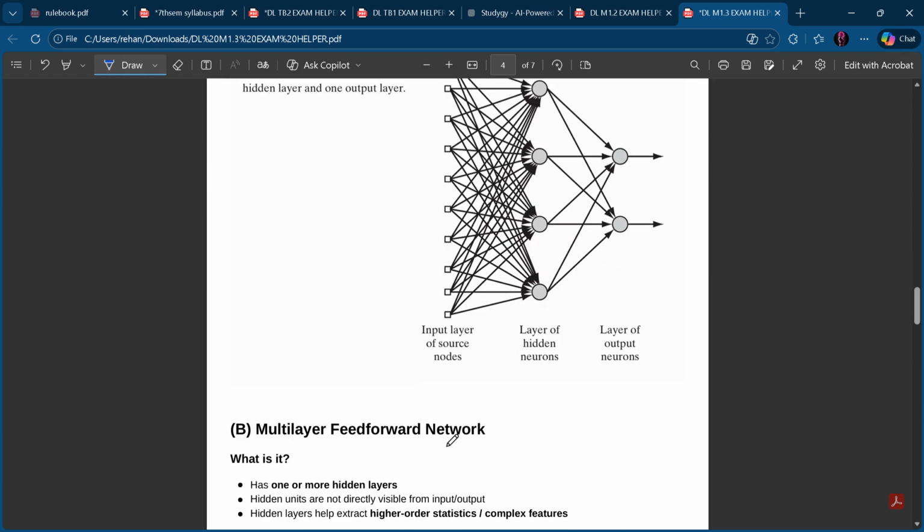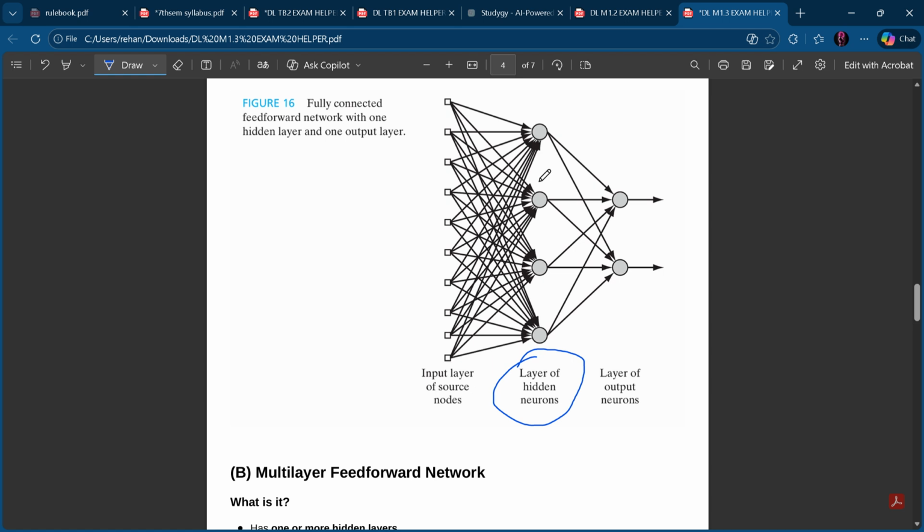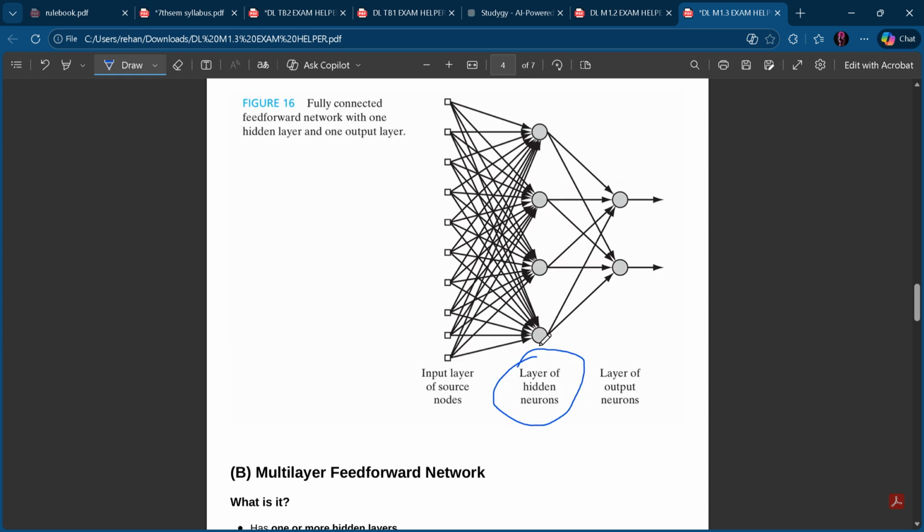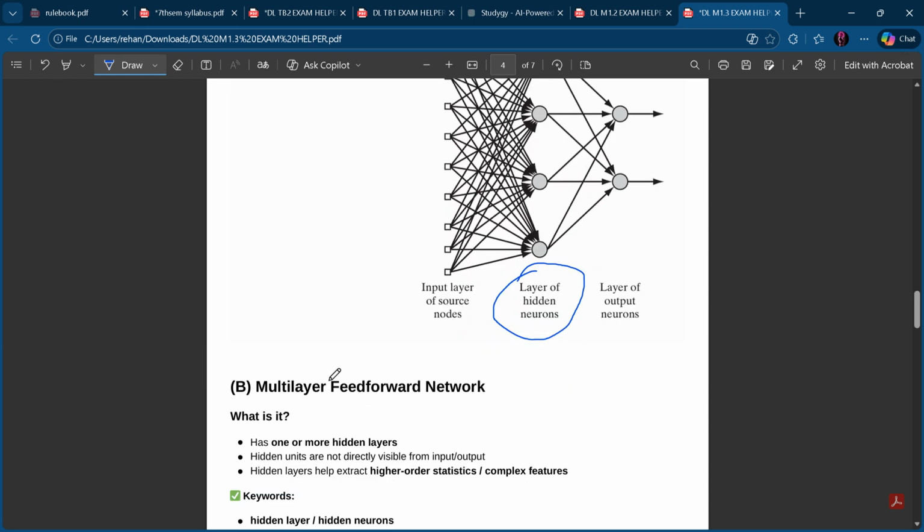Then you have the multi-layer feed forward network. In this, one hidden layer is introduced. Each and every input will be associated with this hidden layer, and then this hidden layer will be connected to all the output layers. It has one or more hidden layers, either one or more. In this case we have four. Hidden units are not directly visible from input to output.